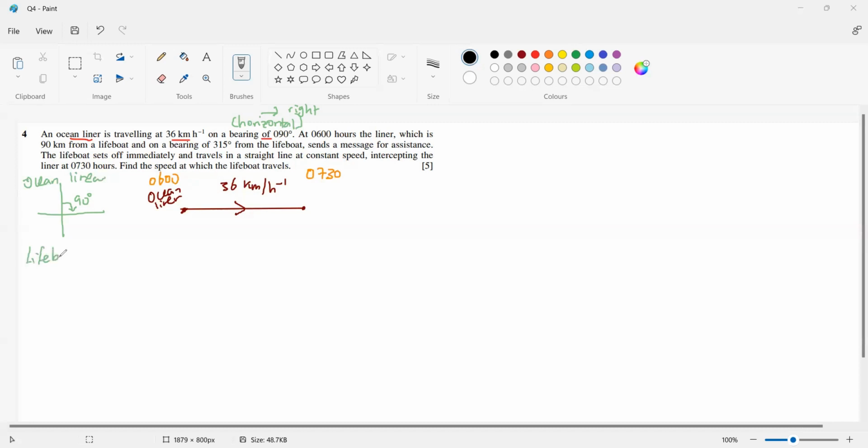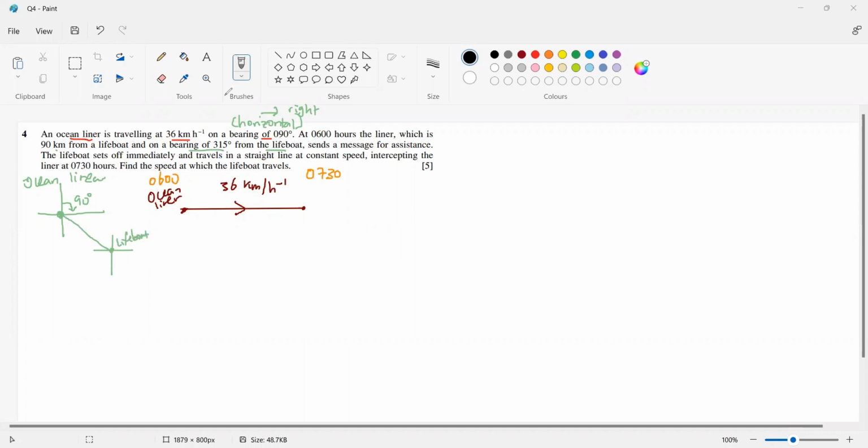For the lifeboat, if you read that, they say it is 90 km away from this lifeboat and a bearing of 315. Let's just focus on the bearing of 315 from the lifeboat. If I were to use that original diagram, this is the ocean liner as a dot here, so the lifeboat will be somewhere here. We just normally draw the north, south, east, west. So this is the lifeboat.